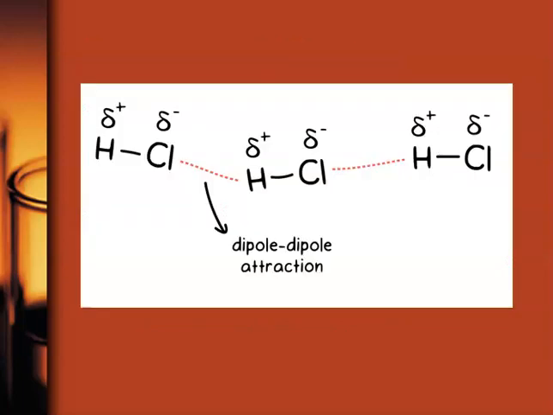For example, hydrogen chloride or hydrochloric acid is a polar molecule. Hydrogen is slightly positive, chlorine is slightly negative, and so the chlorine on one molecule will be attracted to the hydrogen on the next molecule. So that's probably the most obvious one.